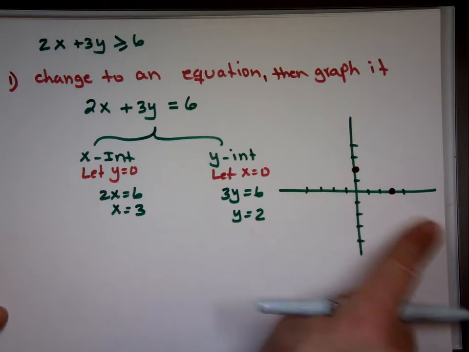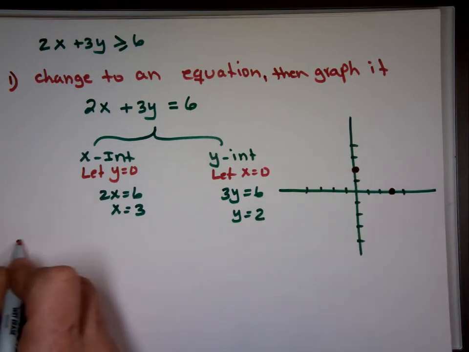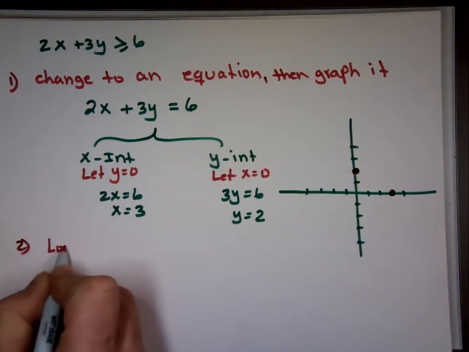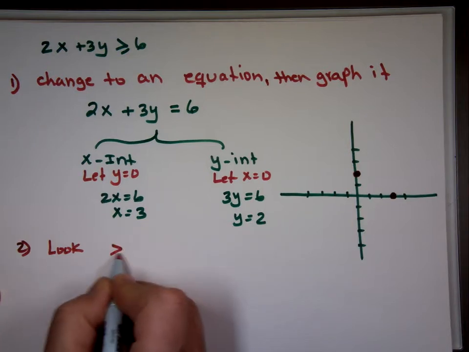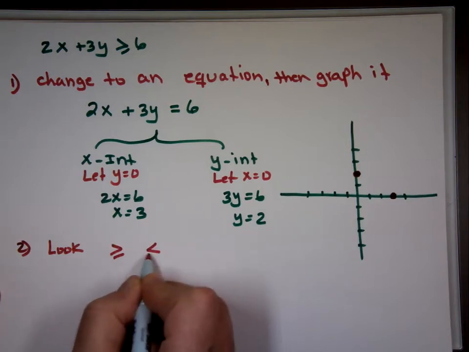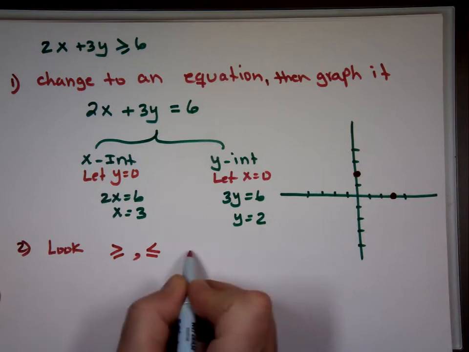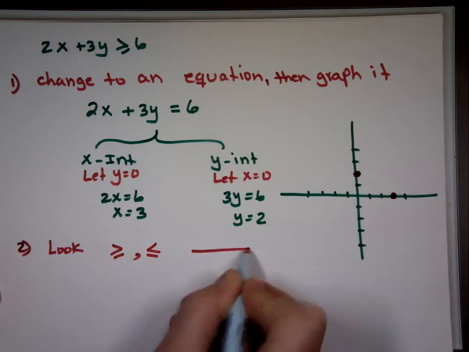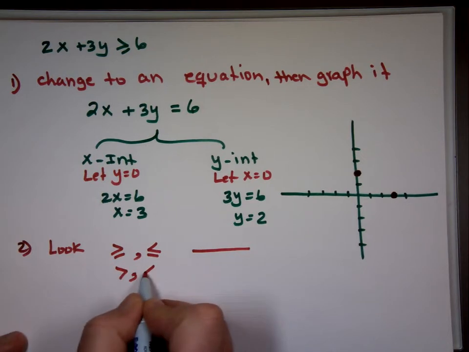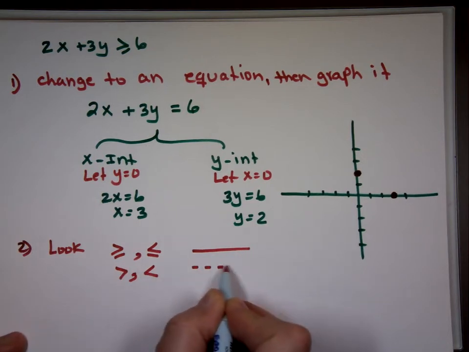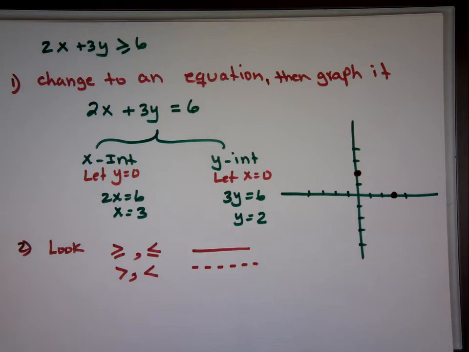Normally we connect these 2 points, but before you connect them, take a look. See what you have. If you have greater than or equal to, less than or equal to, you're going to connect them with a solid line. If you have greater than or less than, no equal, you're going to connect them with the dotted line. What does that mean, solid line versus dotted line?